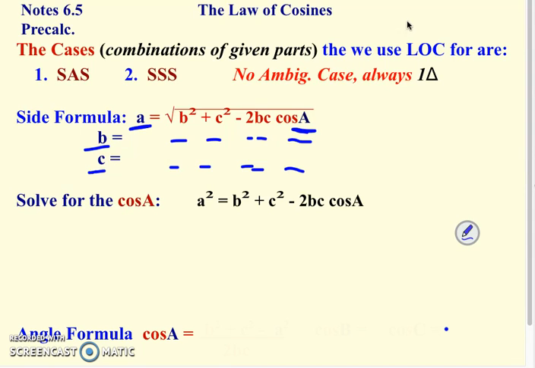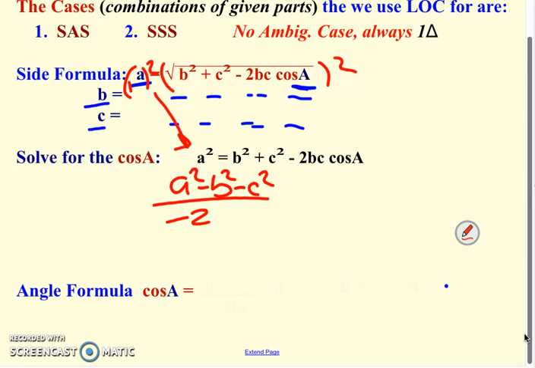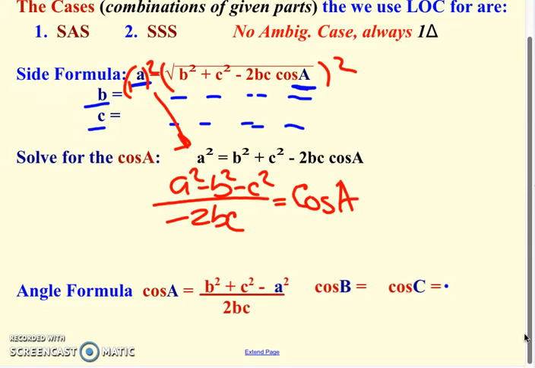The angle formula actually comes from the side formula, so I'm going to show you guys where it comes from. If you take this formula and you square both sides, you get that. Now solve that for cosine of A. Subtract the B and C to the other side, divide by negative 2BC. You'd have cosine of A. That's not exactly the way the formula looks because we get the negative out of the denominator and reshuffle it a little bit. But if you do clean that up, it's going to look like that. So there's your angle formula.